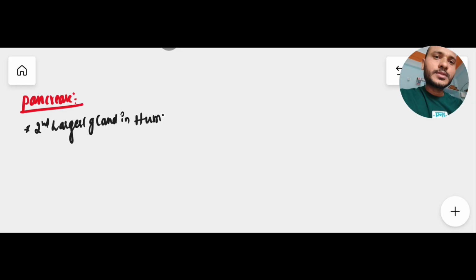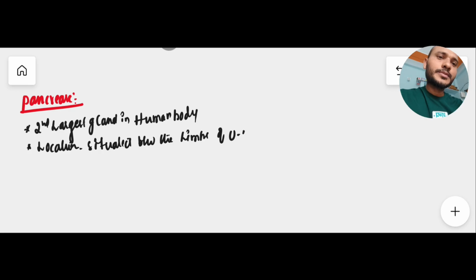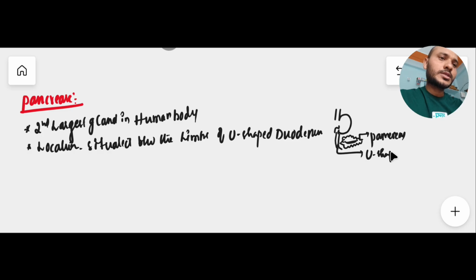Today's topic is the pancreas. The pancreas is the second largest gland in the human body. It is situated between the limbs of the U-shaped duodenum, like this. Here is the stomach, and from here there is the duodenum, U-shaped, and here only the leaf-like gland is there. So here the pancreas is situated, and this U-shaped limb is the duodenum, the first part of the intestine.